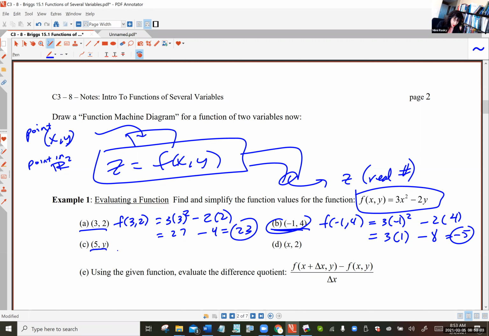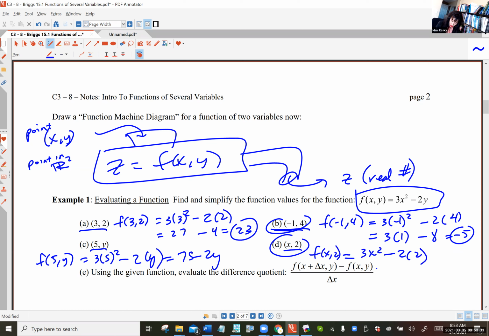What if you're asked to evaluate at a point 5 where the y is not determined? You can do that. You evaluate your function at 5, y, so you're going to substitute 5 in place of x, and y will just stay y, and you'll get an expression in y. And you can do a similar thing for a point where the x is just some arbitrary x, and when you evaluate your function at x, 2, you'll leave x alone. x is just x, and you'll substitute a 2 in place of y, and you'll get an expression in x.